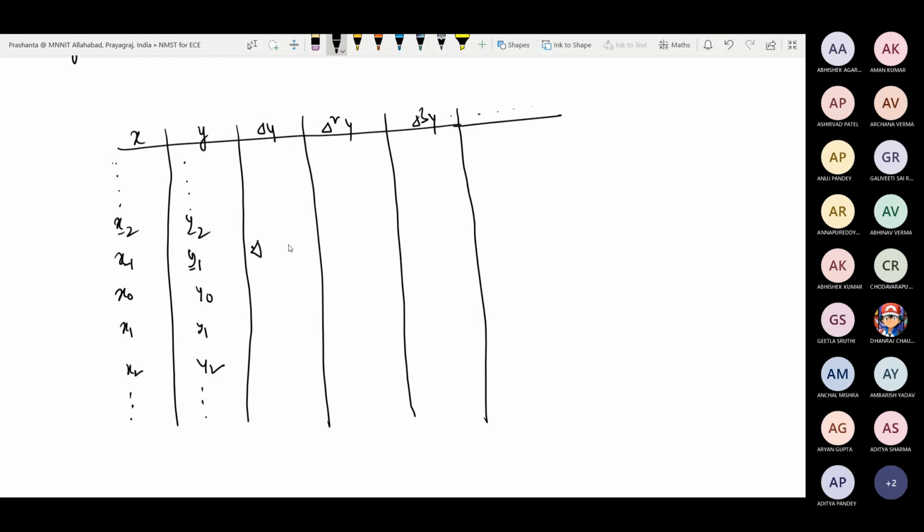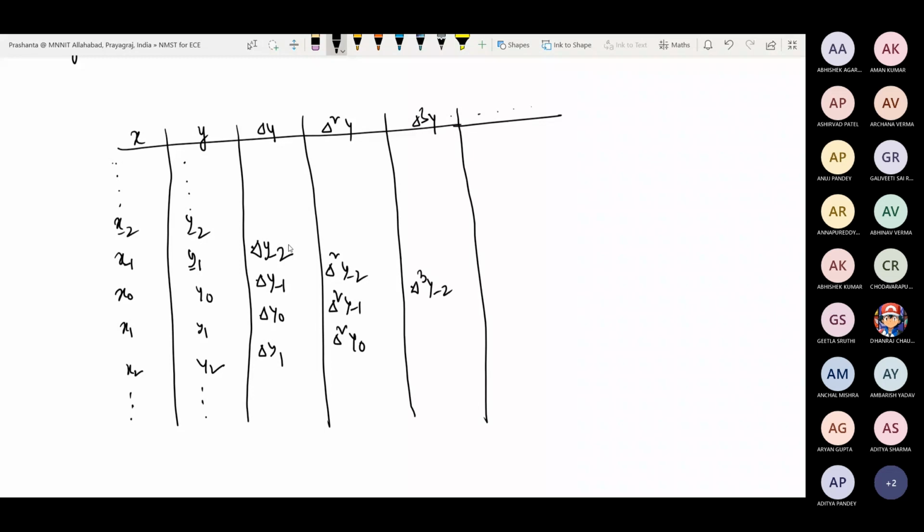Delta y minus 2. What will be here? Delta y minus 1. It will be delta y naught. Here it will be delta y1. What will be the element here? Del square y minus 2, del square y minus 1, del square y naught. What will be the value here? Del cube y minus 2.